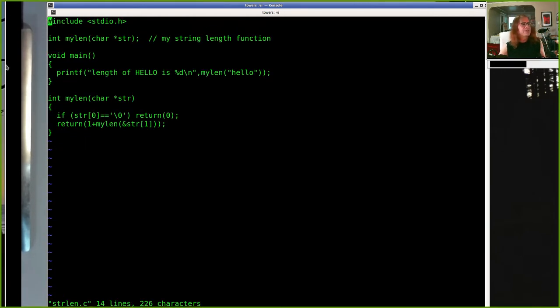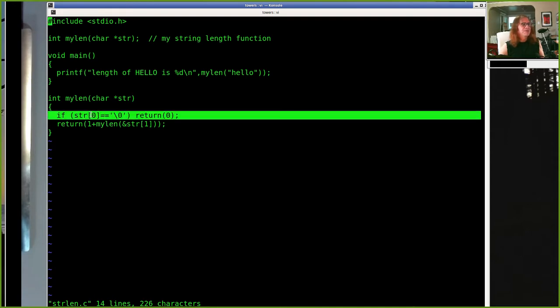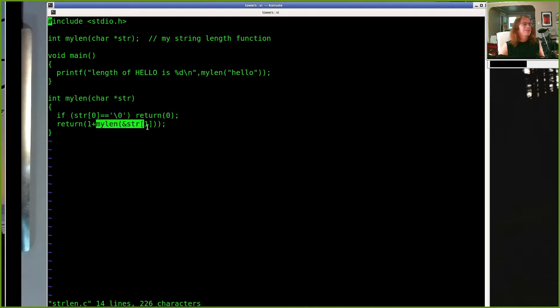Right, so here's a function for finding the length of a string. It's called myLength. It takes a C string and it returns how many characters. Well, how does it work? If the first character of the string is the null terminator, I return a 0. Otherwise, I find the length of the string starting at position 1, I add 1 to it, and that's my answer.